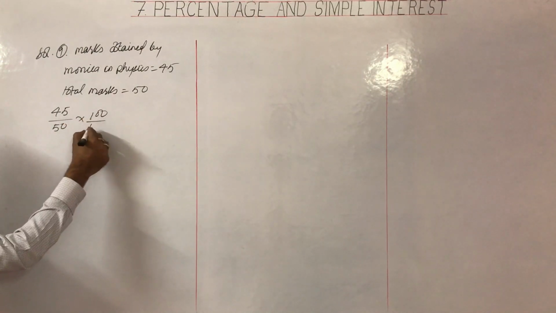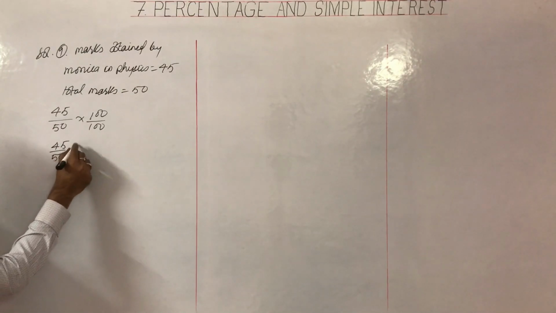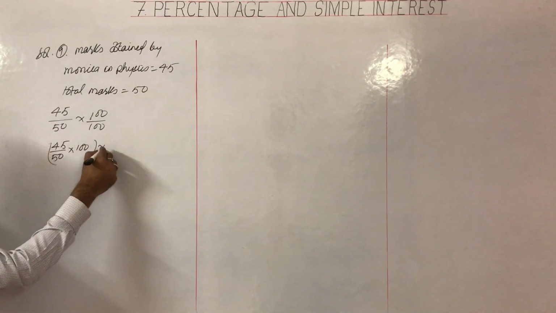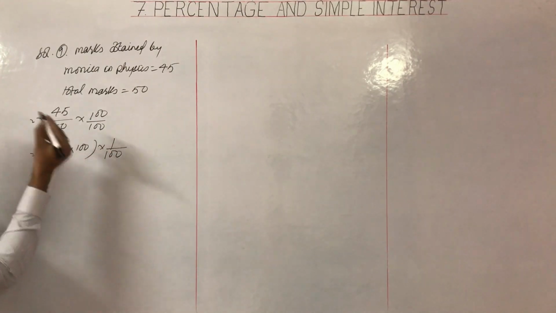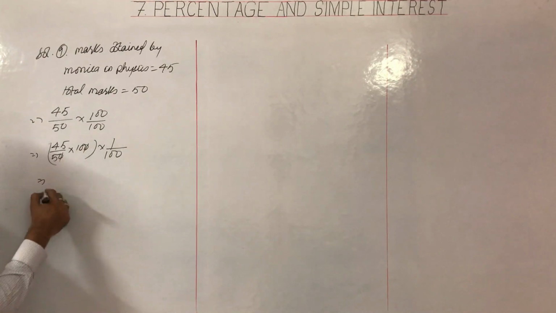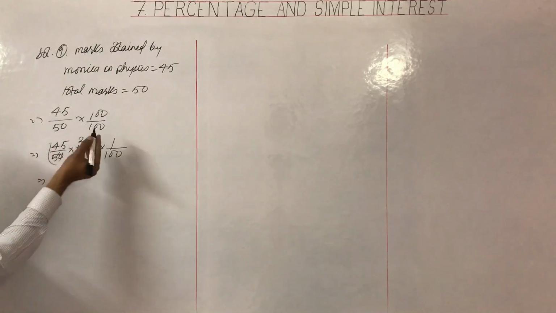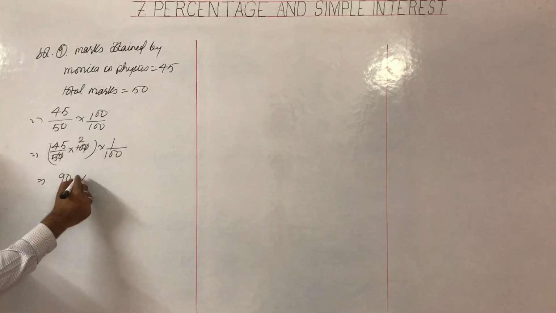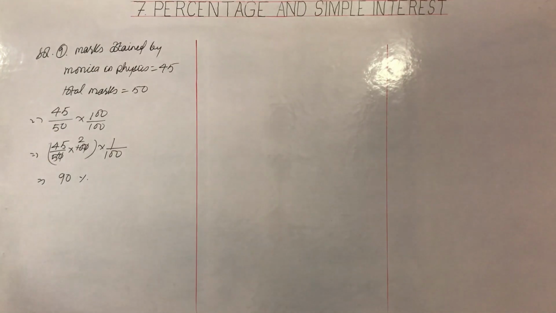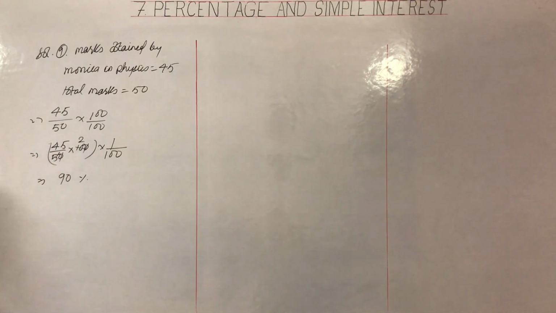So again multiply by 100 and 100 and write 45 by 50 into 100 separately, into 1 by 100 separately, then 0, 0, 5 and 2, or 100 by 50 is 2. So 45 into 2 is 90. 1 by 100, replace 1 by 100 by writing the symbol of percent, because 1 by 100 means percent. So 90% is the answer.